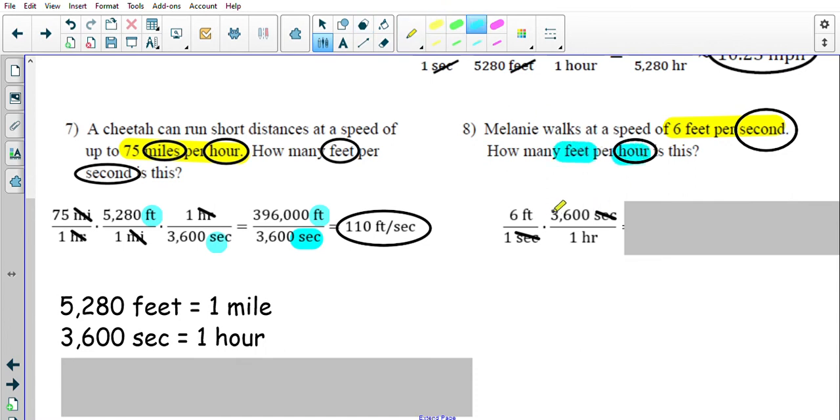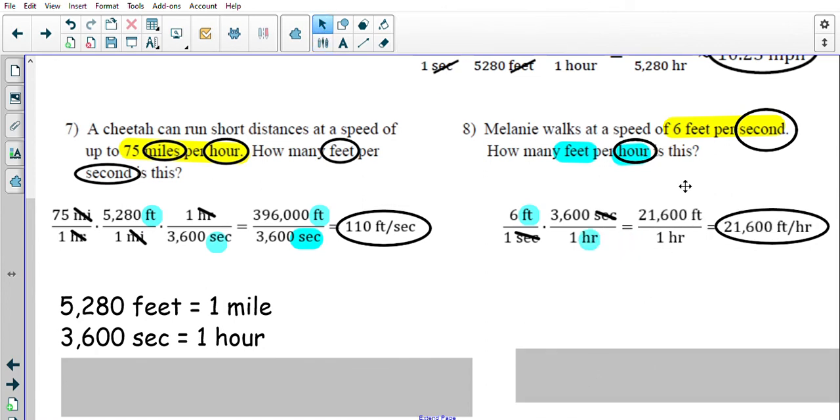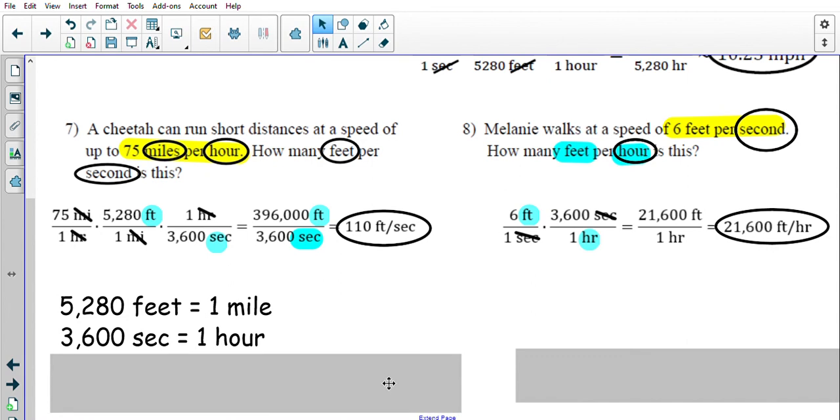Okay, feet per hour. We've got feet per hour left. All we need to do is take 6 times 3,600. You don't even need to write this fraction, but you get 21,600 feet per hour. I always forget that last one's actually a little easier than the previous one.